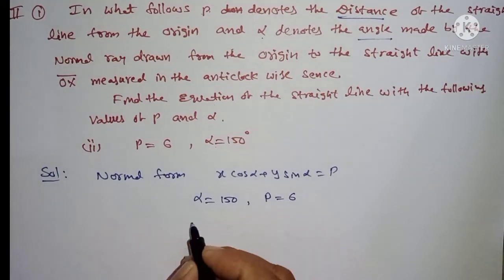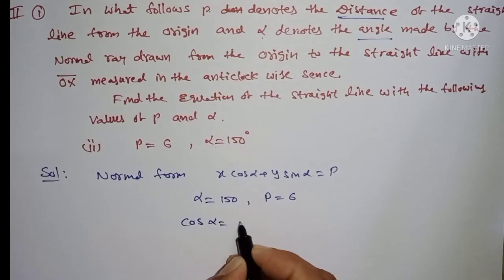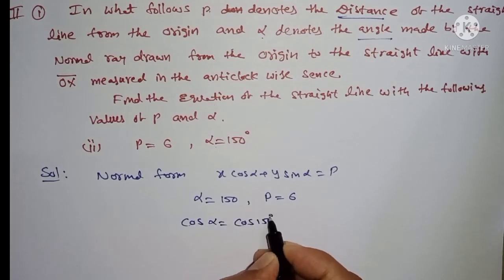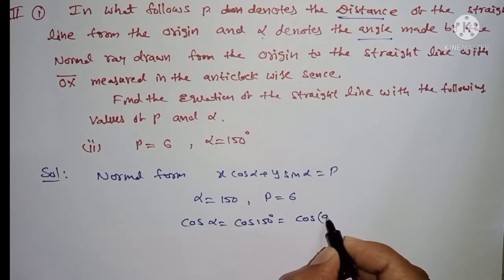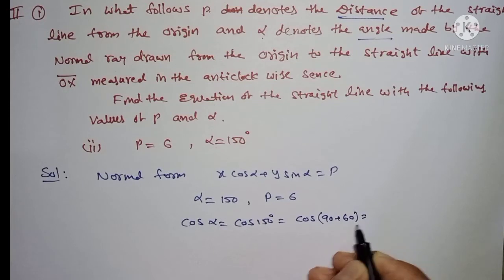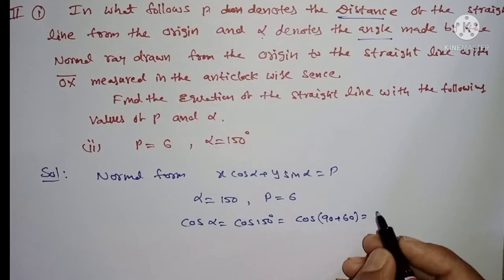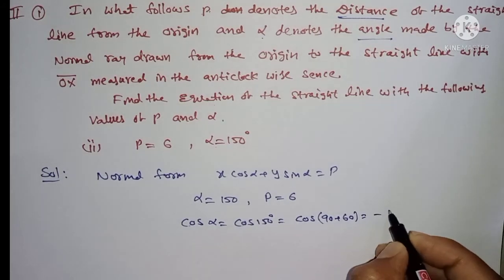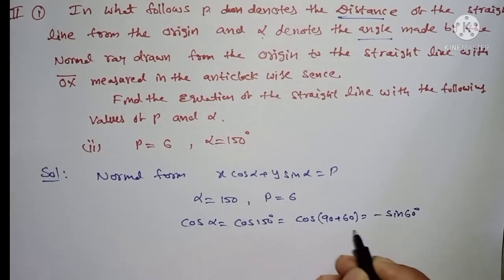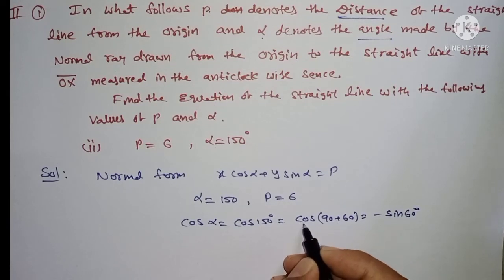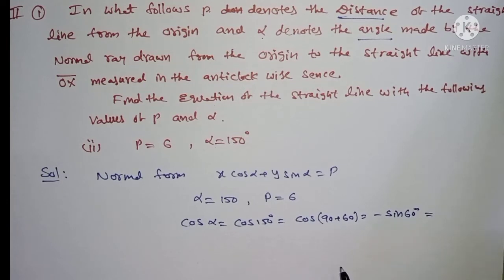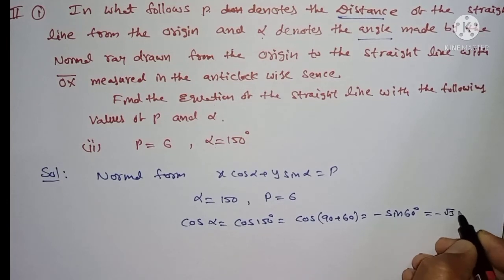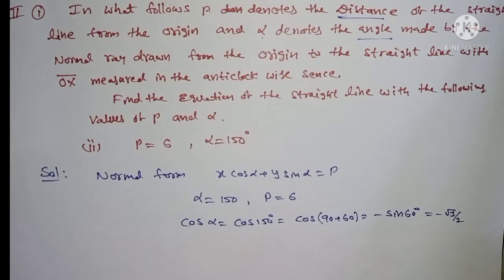Therefore, you can find cos alpha, cos 150. You can write here cos of 90 plus 60. Otherwise, you can use cos of 180 minus 30 also. Anyone you can. I am doing it here: cos 90 changes to sin 60 degrees, and this is in the second coordinate, where cos must be minus. Therefore, minus sin 60, and this value is minus root 3 by 2. Clear? Minus root 3 by 2.